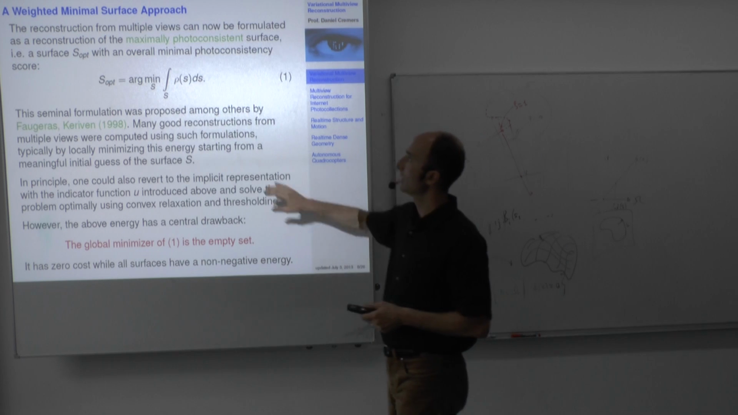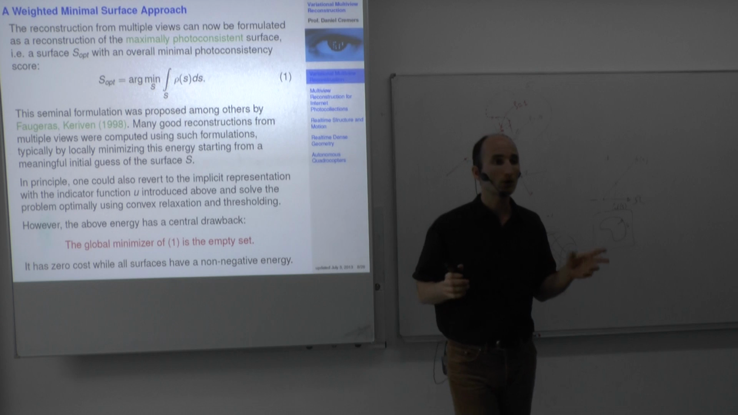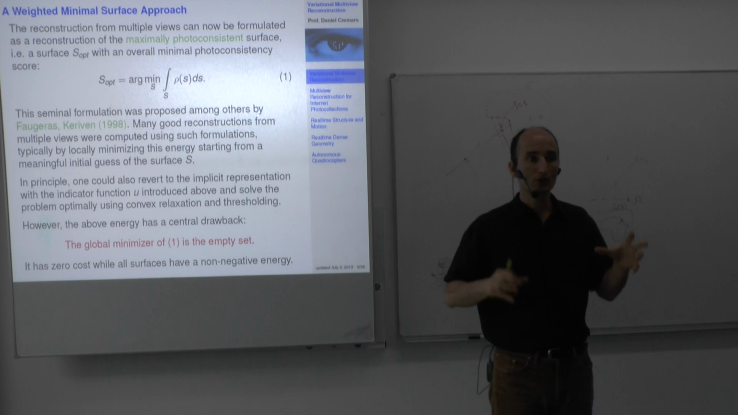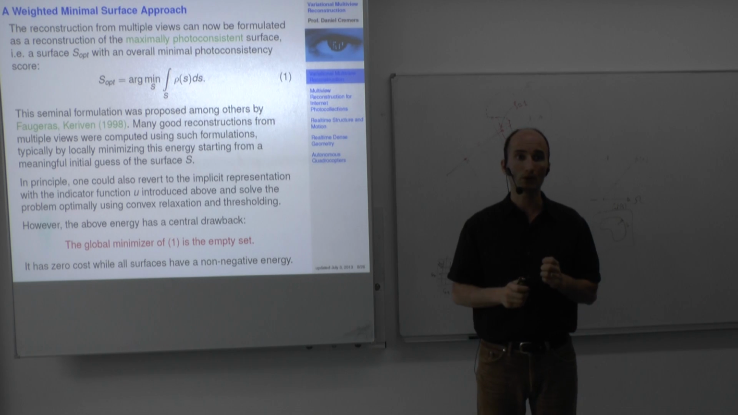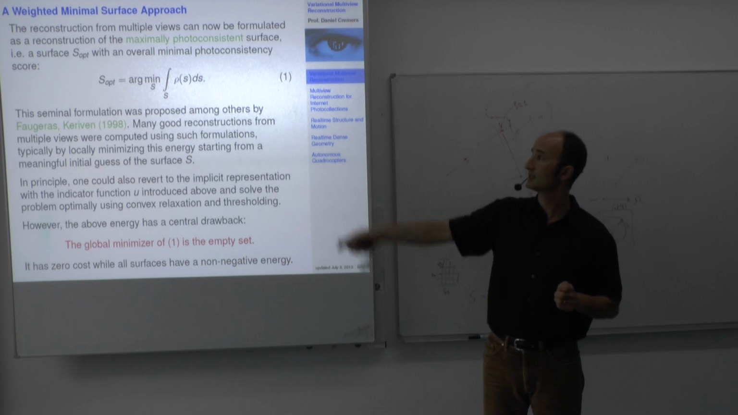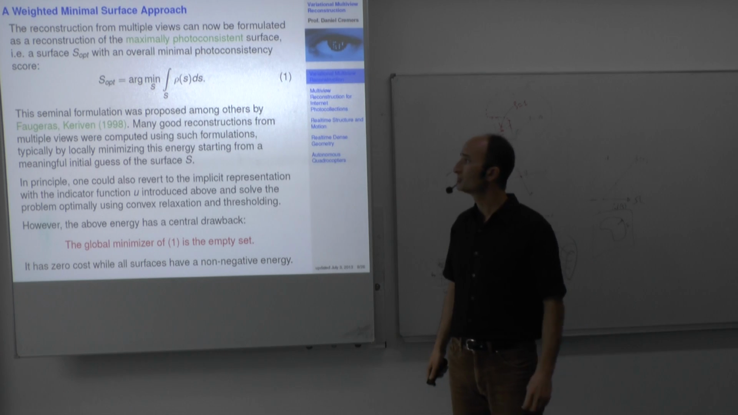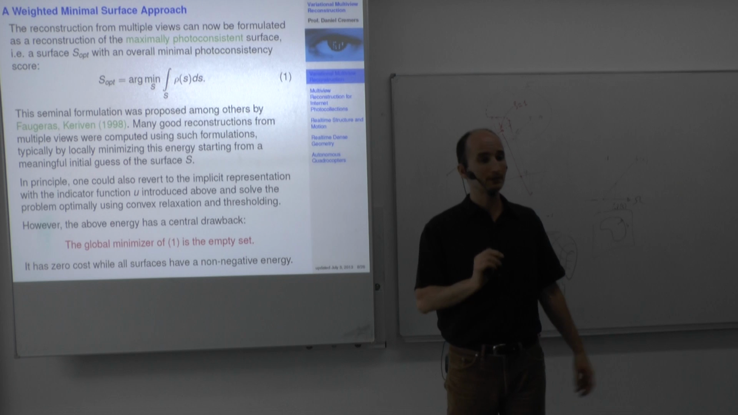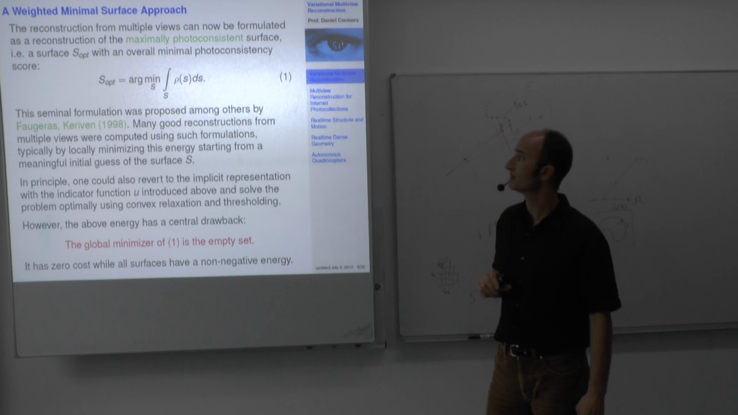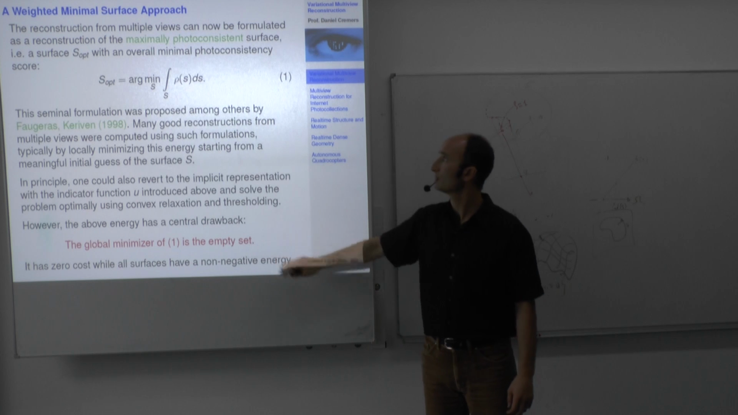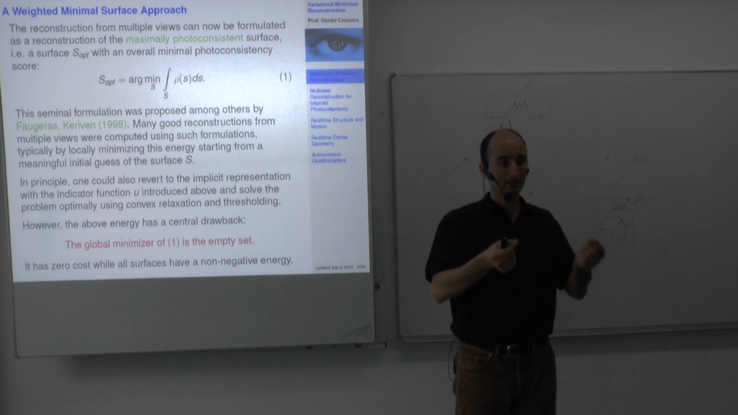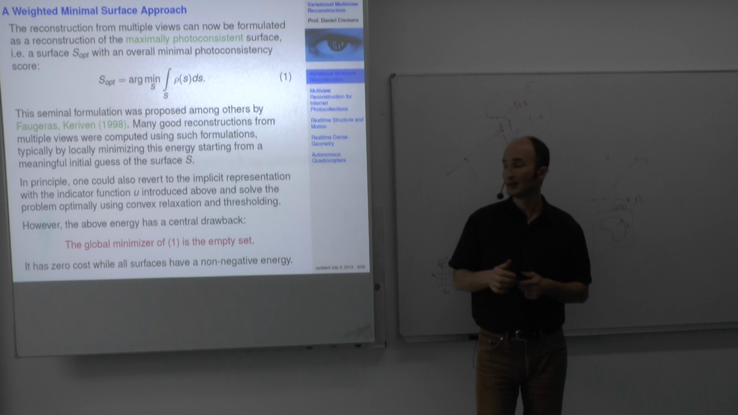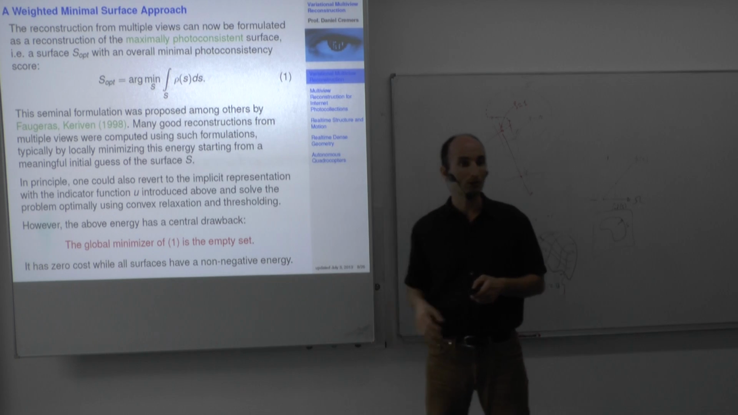The way this energy was traditionally solved is by local minimization. You start with some initial surface and then you locally perturb it so as to improve the photoconsistency score. The problem with this energy is, although it looks very beautiful and it is rather simple actually, there is a major drawback, and that is the global minimum. If we talk about optimization, can we actually compute the global minimum? In this case, we can easily compute it. In fact, the empty set is the global minimum.